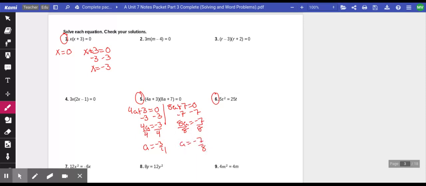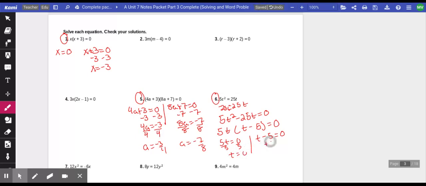Number 6 does not equal 0 yet, so I have to make it equal 0. So I subtract 25t from both sides. So I have 5t squared minus 25t equals 0. I'm going to factor out the GCF of 5t, which gives me 5t times t minus 5 equals 0. I then set each of those equal to 0, so 5t equals 0, t minus 5 equals 0. Divide by 5, t equals 0. Add 5 to both sides, t equals 5.